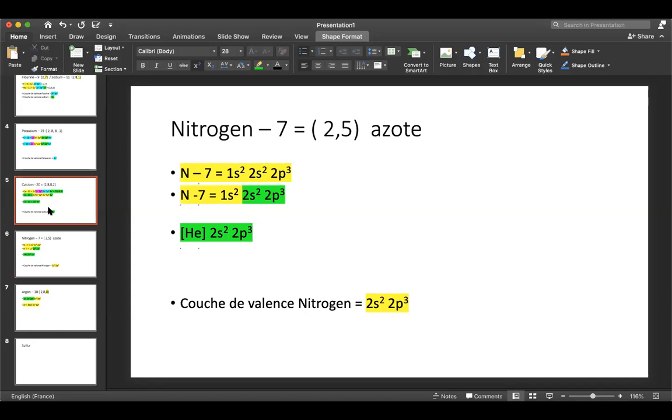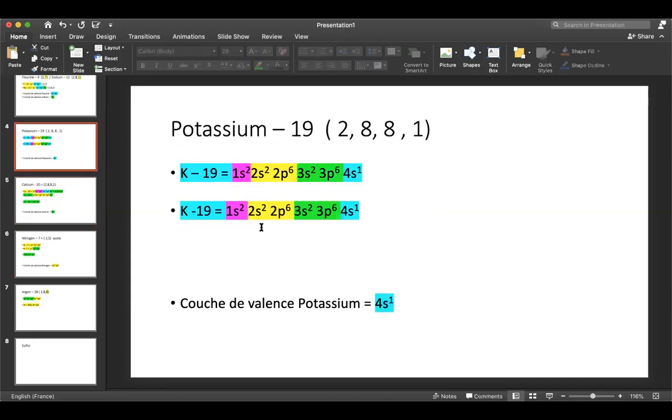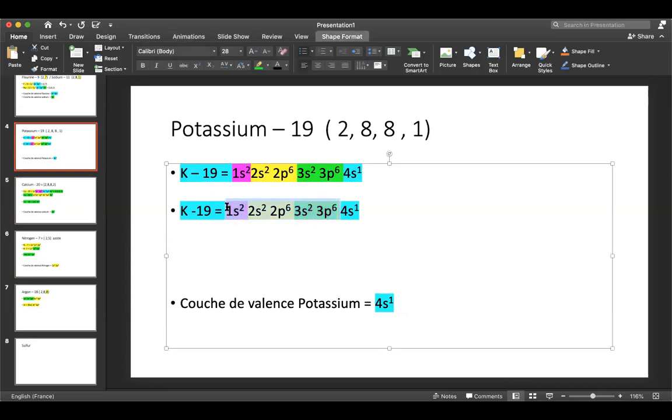Then same applies to calcium, we've already done, potassium. So now the question is, what noble gas is this? This is 2 plus 2, 4 plus 6, that's 10 plus 8, that's 18. It's going to be argon again. It will be argon in square brackets, then with your couche de valence.